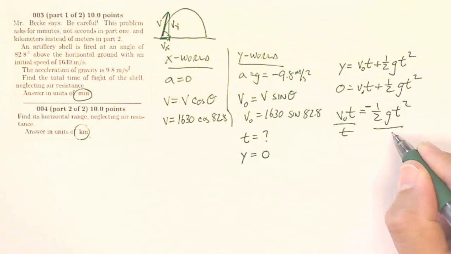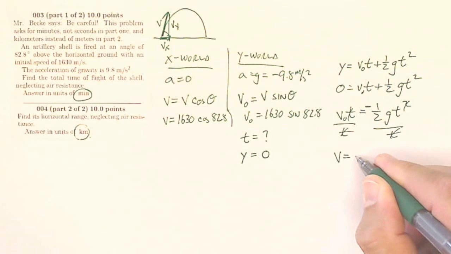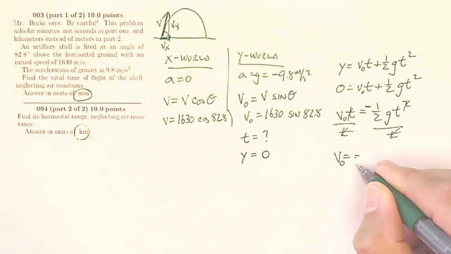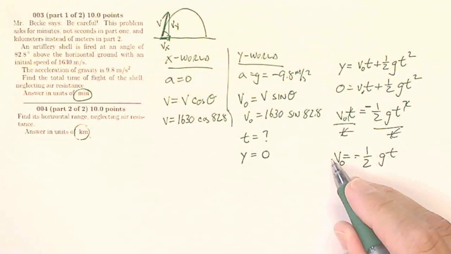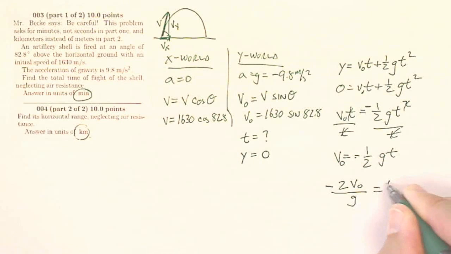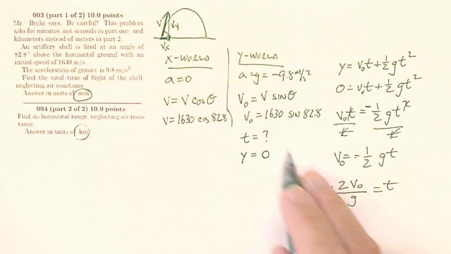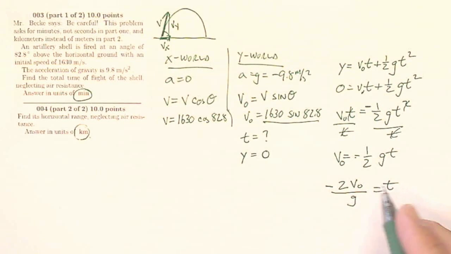So if I divide both sides by t, there's a little trick to get rid of that one. My initial velocity equals negative 1/2 gt. So twice my initial velocity divided by g, negative 2 v0 over g, is going to give me my time. Now I can just plug in this initial velocity, 1630 sine 82.8, and that will give me the time of flight up and down: negative 2 initial velocity divided by gravity.